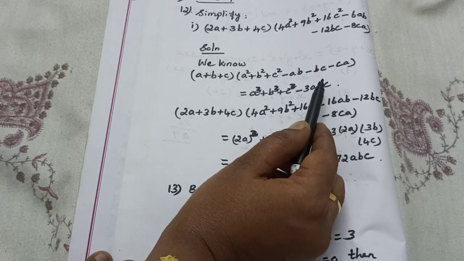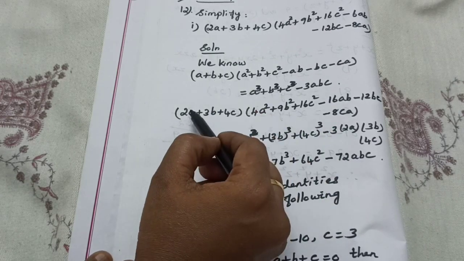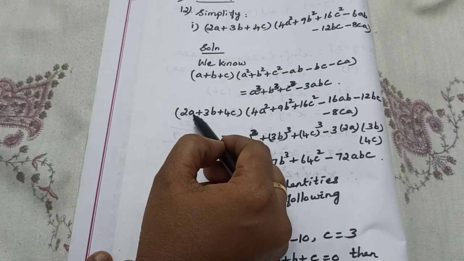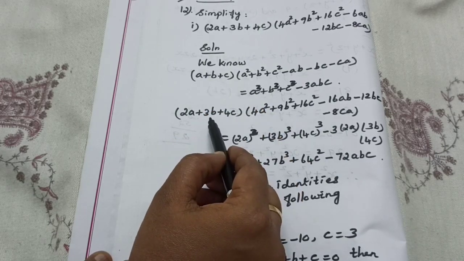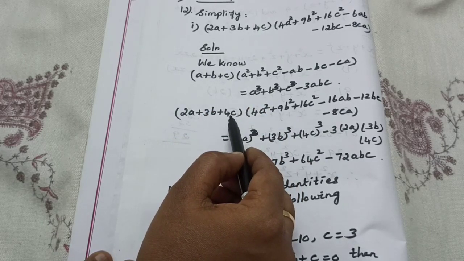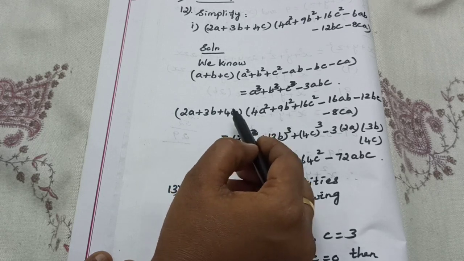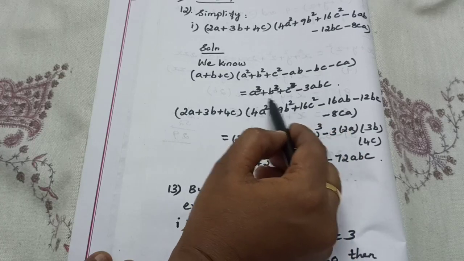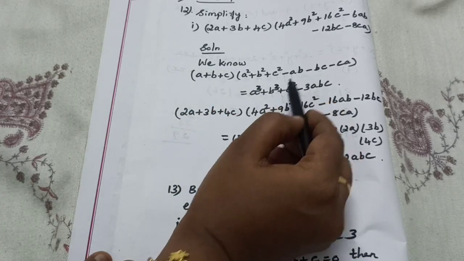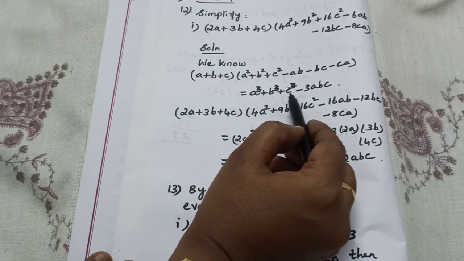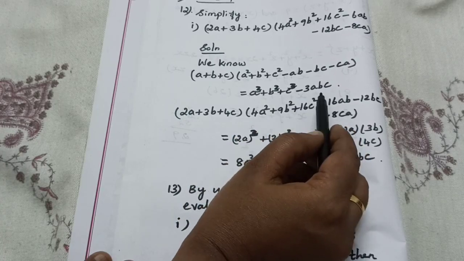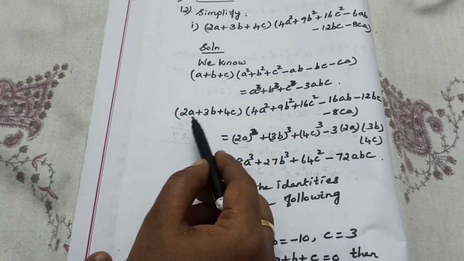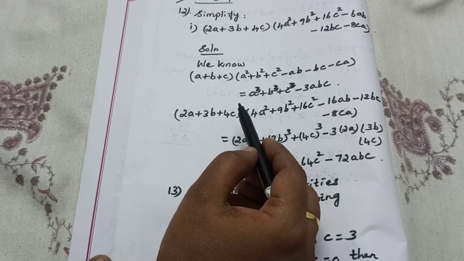Here, instead of a, what is given? 2a, isn't it? Instead of b, 3b is there. Instead of c, 4c is there. So we have to substitute these values here and simplify this product.